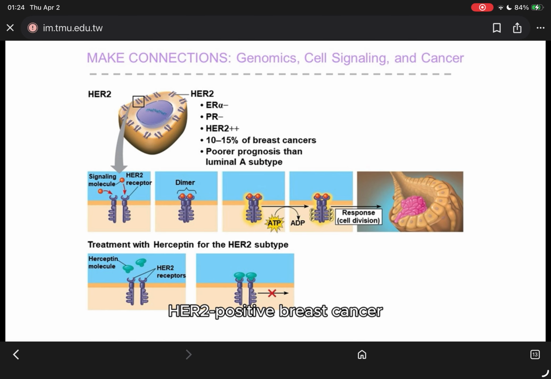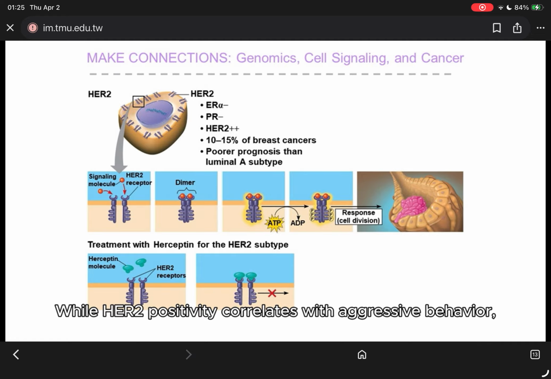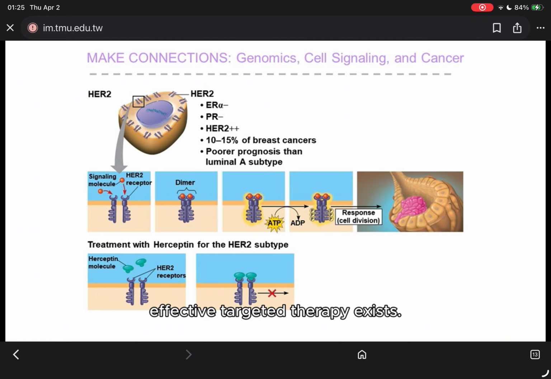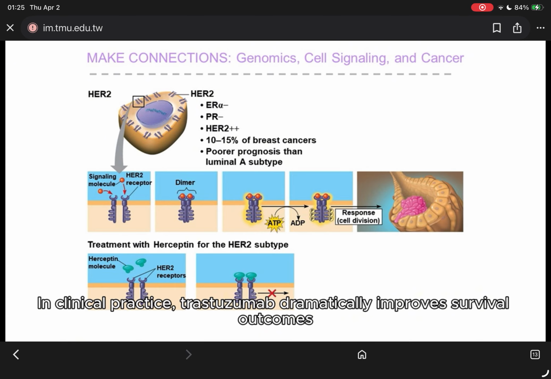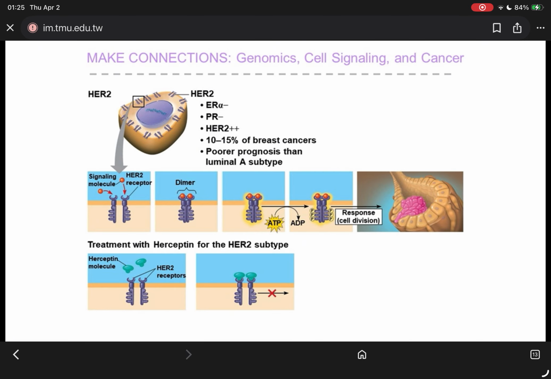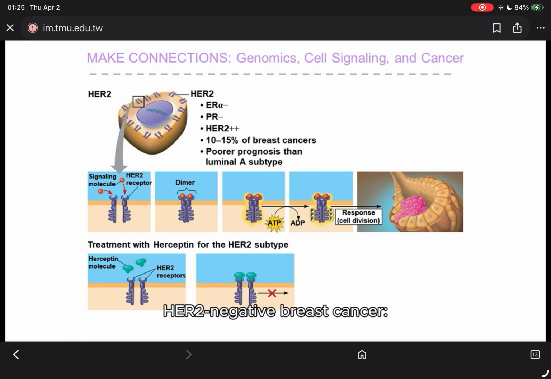2. HER2 status, HER2 positive breast cancer. These tumors overexpress the HER2 receptor, which amplifies proliferative signaling and drives rapid tumor growth. While HER2 positivity correlates with aggressive behavior, effective targeted therapy exists. The monoclonal antibody trastuzumab, Herceptin, specifically binds to HER2 receptors, blocking downstream proliferative signaling and recruiting immune effector mechanisms to destroy cancer cells. In clinical practice, trastuzumab dramatically improves survival outcomes for HER2 positive patients and is part of standard of care treatment.